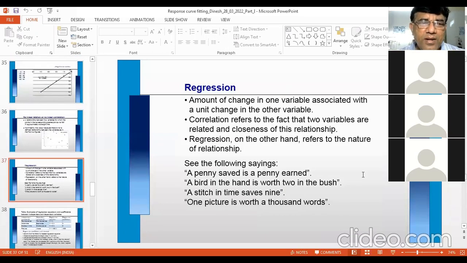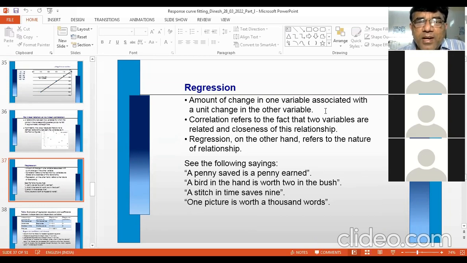Now, regression, what Deepak asked, you can concentrate now. It is the amount of change in one variable associated with a unit change in the other variable. You must remember these words if you want to tell the exact meaning of regression. Amount of change in one variable associated with a unit change in the other variable. That is your regression.